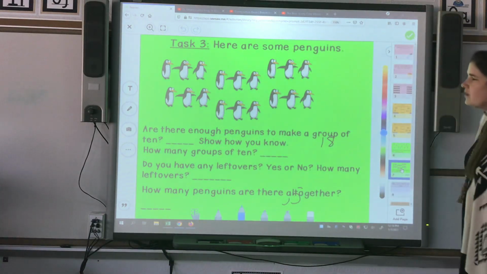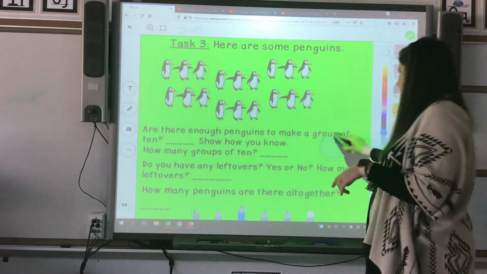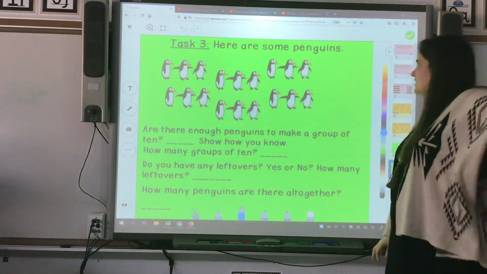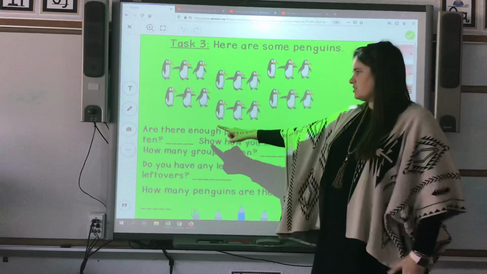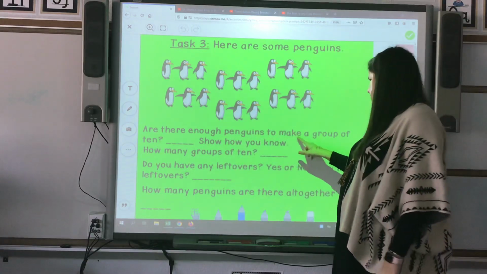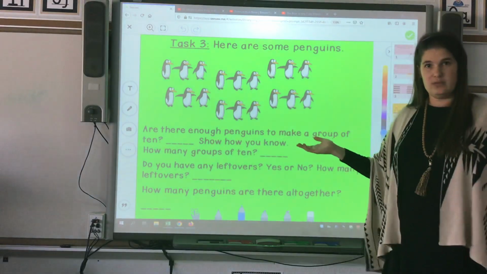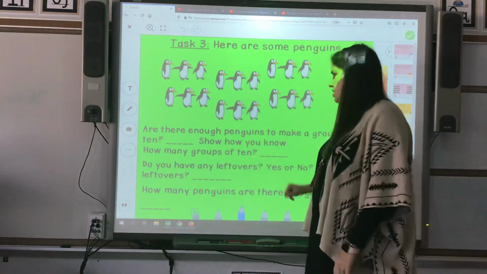Okay. On one like this, there's a number of different things that you need to either answer or do while looking at the picture. It says here are some penguins. They're cute. The first question, are there enough penguins to make a group of 10? I don't know because I haven't even counted them yet. So it says show how you know.